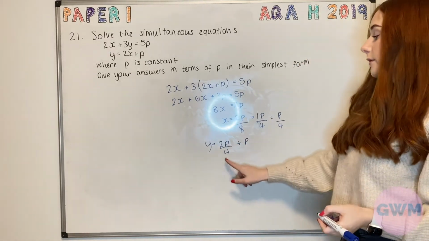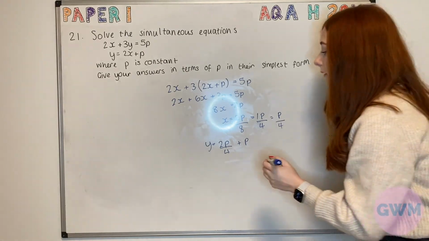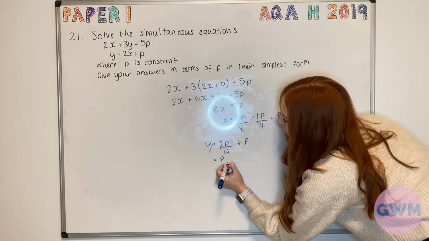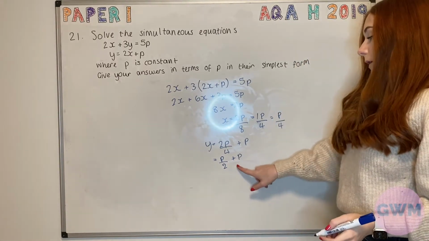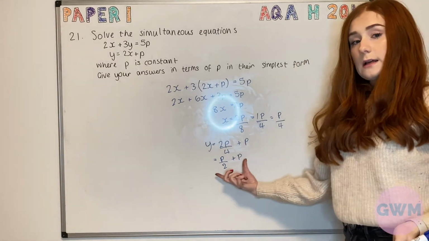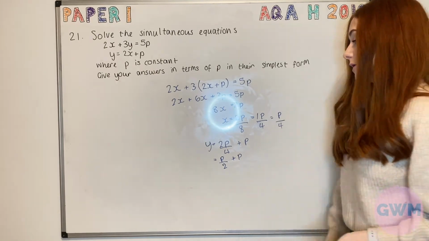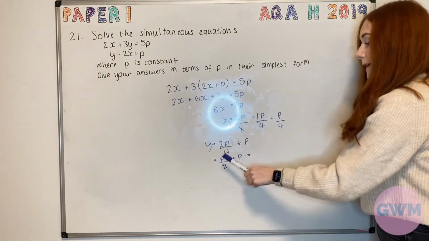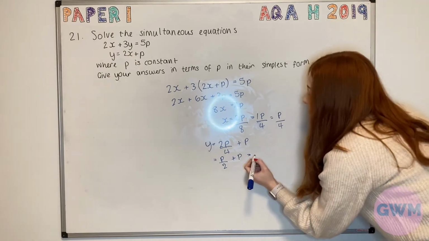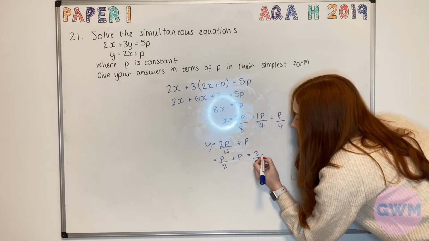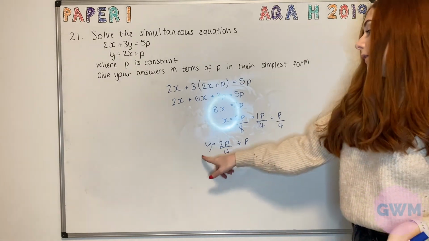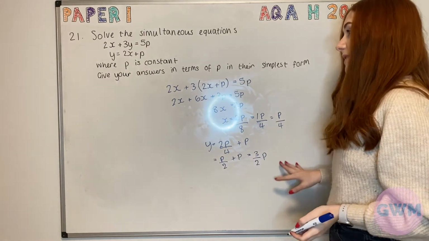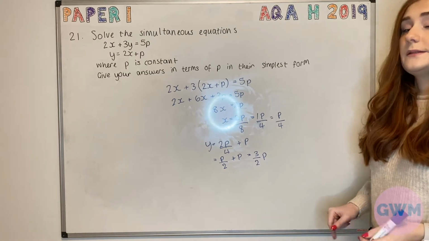Okay, well 2 over 4 is equal to a half, so that gives us p over 2 plus p. Now we want this in its simplest form, so we need to combine those p's, so we just have one term, and that one term is really a half plus 1, so it's 3 over 2 p. The answers are a quarter p for x and y equals 3 over 2 p. So that's your final answers, and they're in their simplest forms.